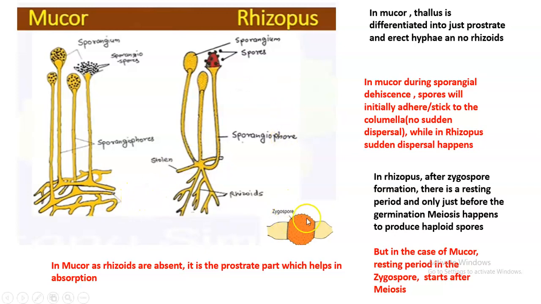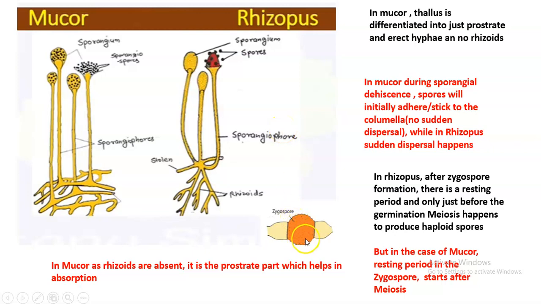The fourth difference is that in both MUCOR and Rhizopus we will see the formation of zygospore during sexual reproduction, but in the case of Rhizopus, after this zygospore formation there is a resting period. When the zygospore is formed, from this septum it will get detached from the mycelium and it will lie as such in the soil or the substratum for a long time, and during the time of reproduction, when it is almost ready to reproduce, at that time only meiosis happens within this particular zygospore and then a promycelium will be formed from this.